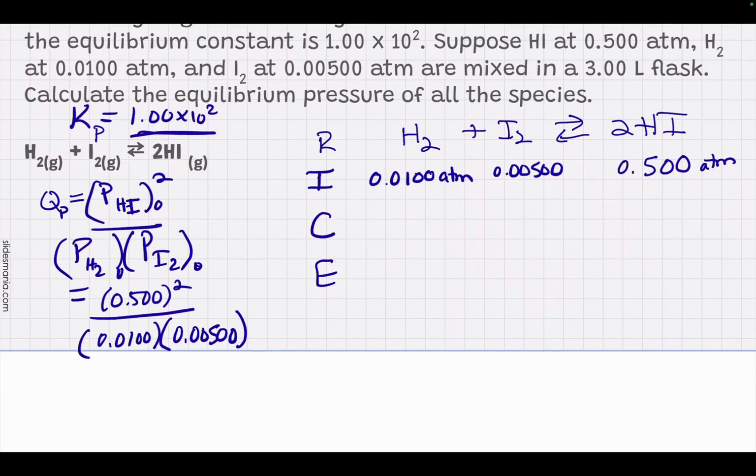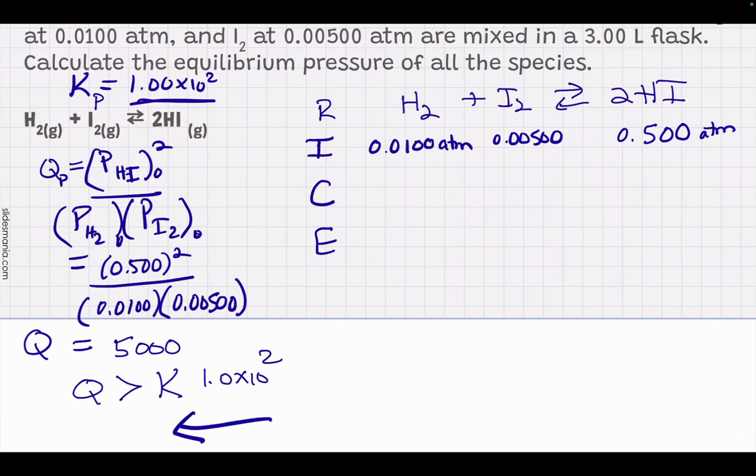So when I do that, I get a Q value of 5,000, which is much larger than my K, which is 1.0 times 10 to the second. So therefore, the reaction is going to shift to the left. Knowing that it's going to shift to the left means I'm going to be making these two and using this one up. So this would be x, and this would be 2x because of this 2.